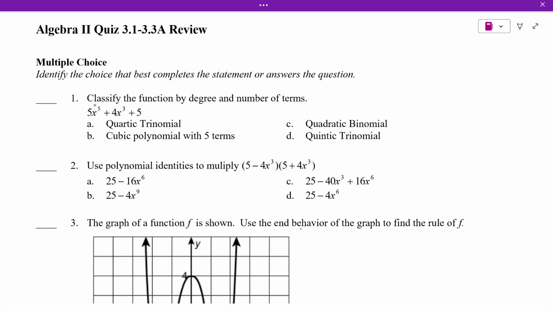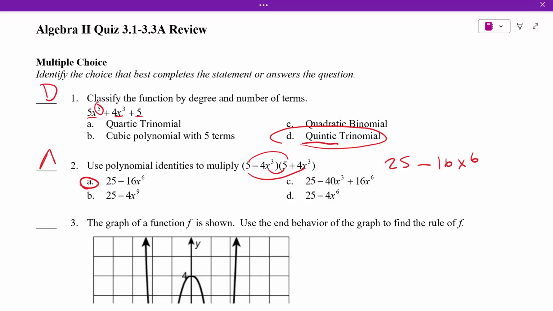So, we look at the power. The power is 5. That means it's quintic. There are 3 terms. That means it's a trinomial. Quintic trinomial is choice D. If we FOIL this, 5 times 5 is 25. Outers is negative 20x cubed. Inners is 20x cubed. They cancel. Minus 16x to the 6th. Choice A. Just FOIL that one.